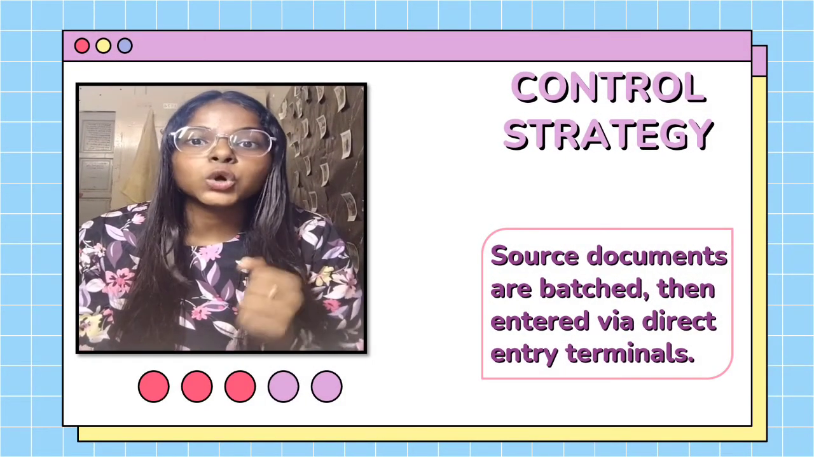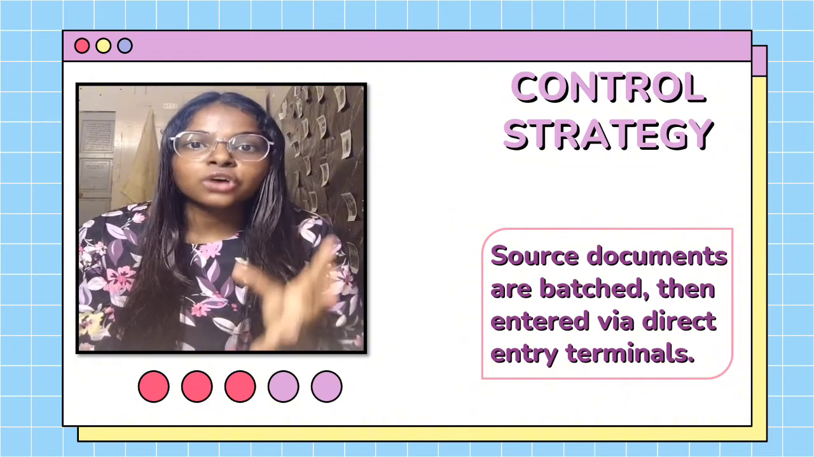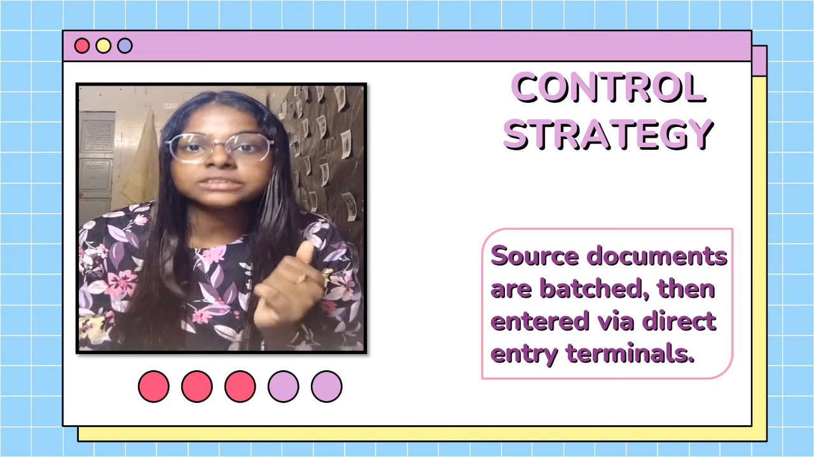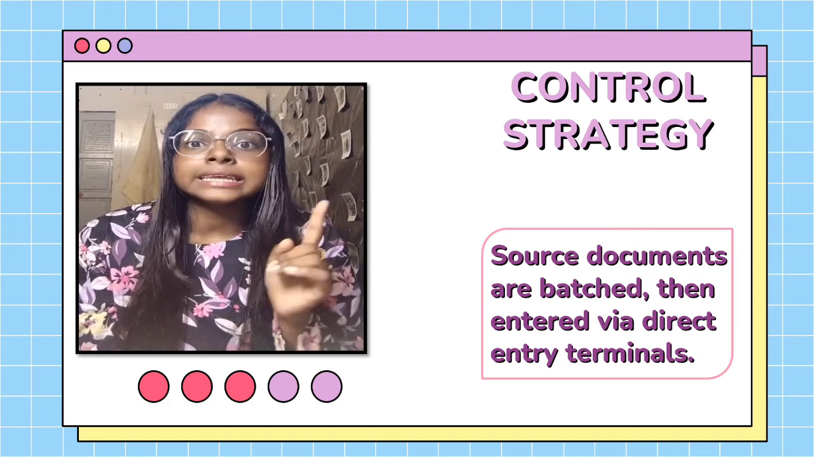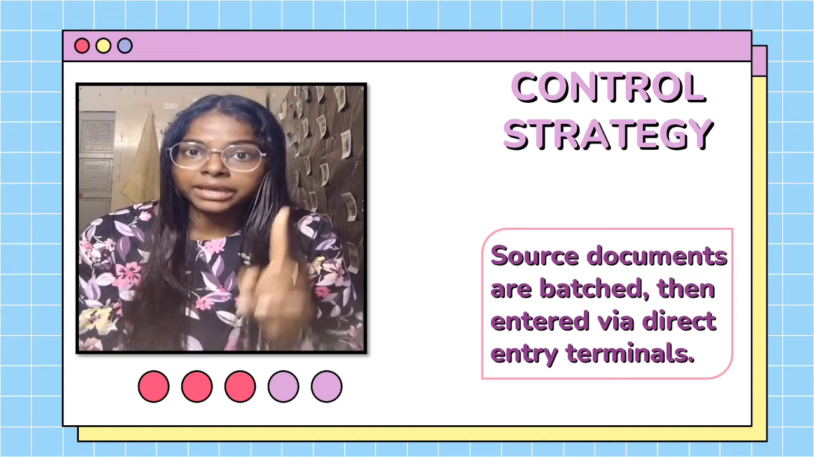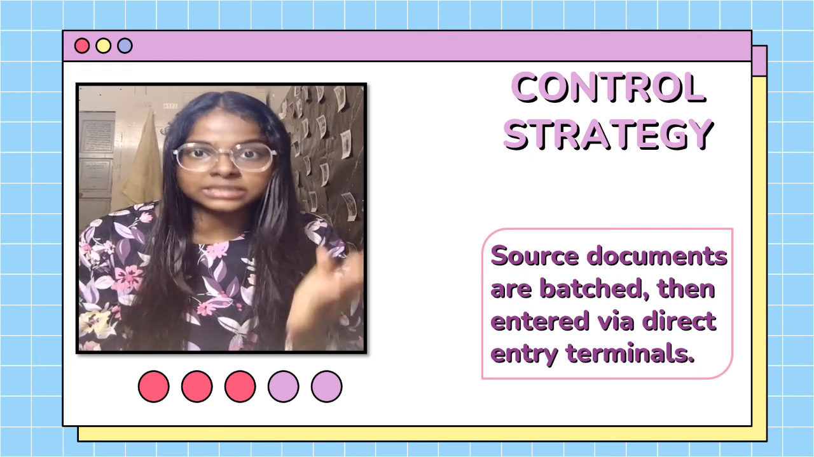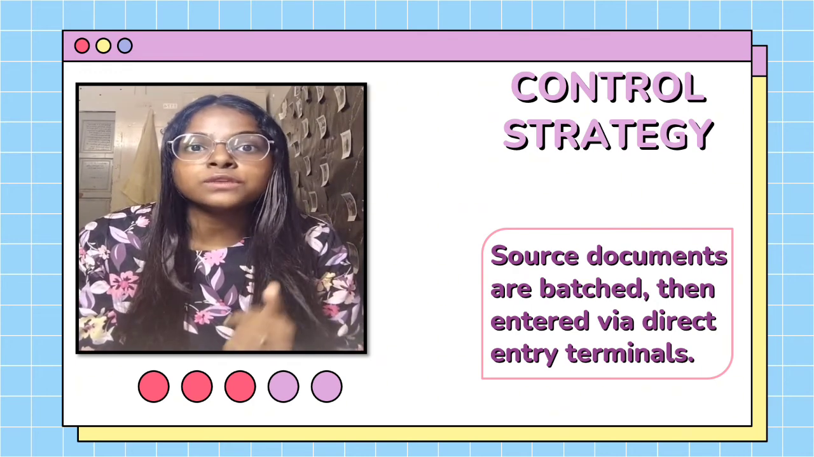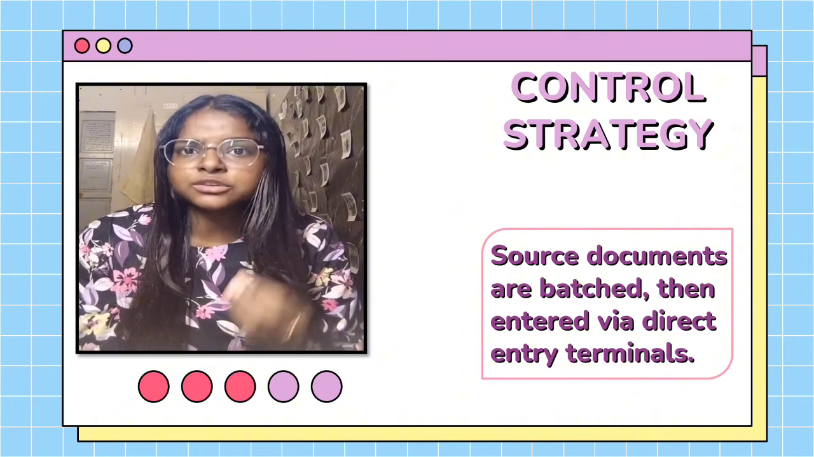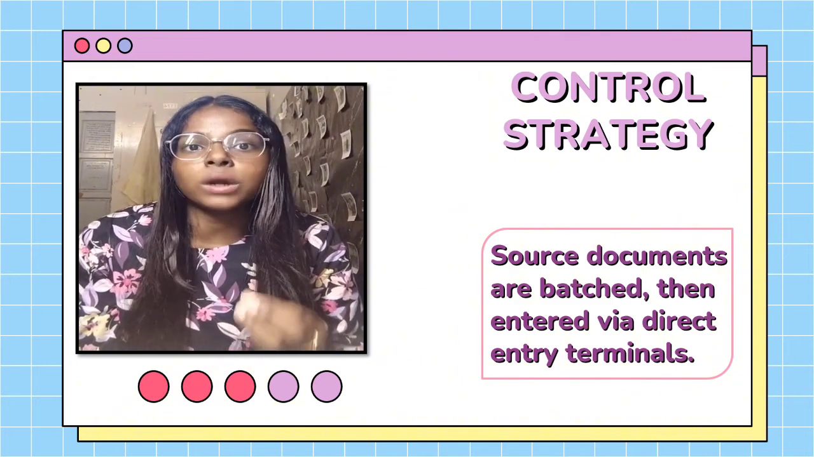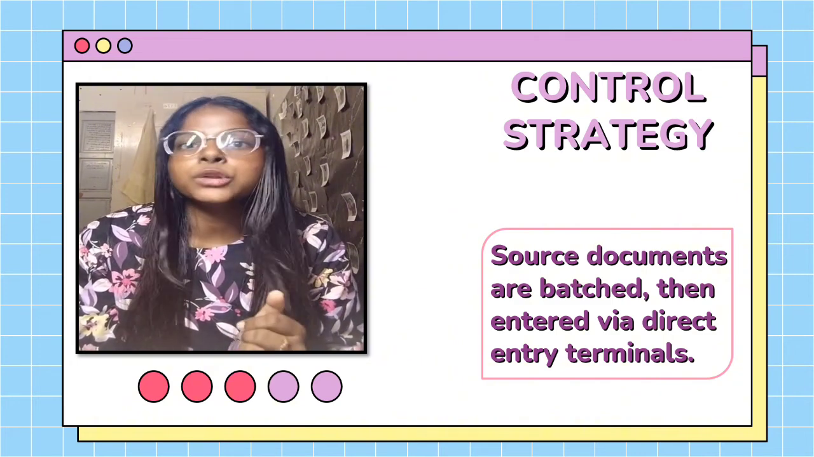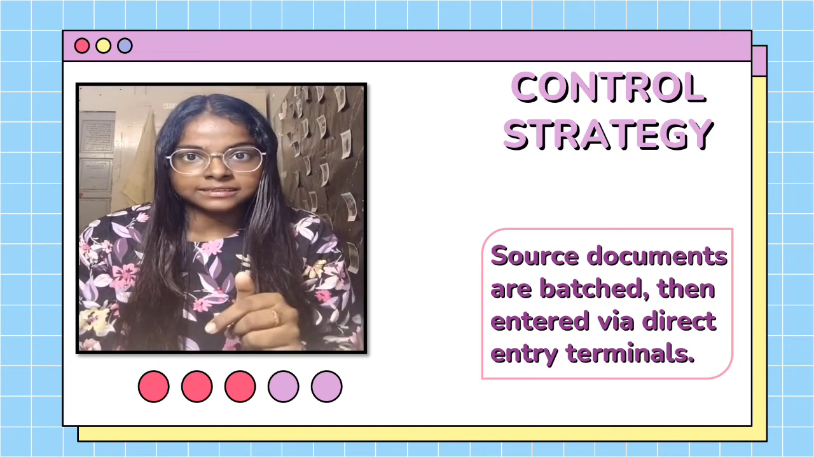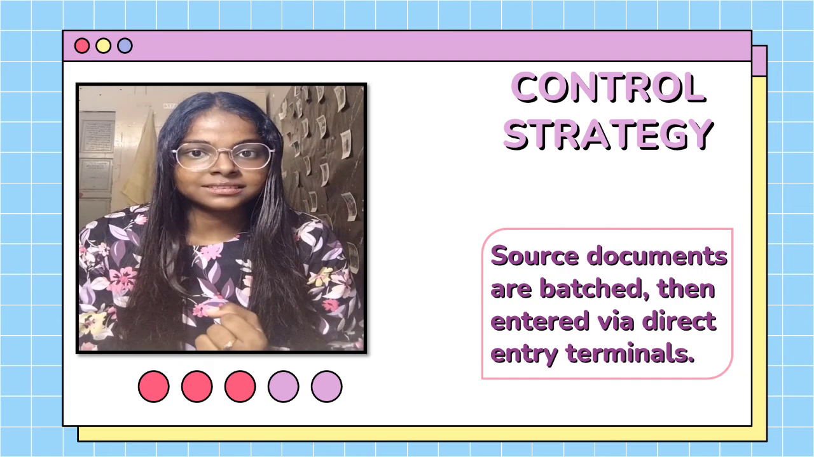The next control strategy is that source documents are batched and then entered via entry terminals. First of all, the EDI system will give one batch number to each transaction detail that we attach. That batch number is useful as a reference and it is easy to track any transaction that we want at that time. It means we do not need to find them one by one. We just put the batch number in that system to get the transaction details.